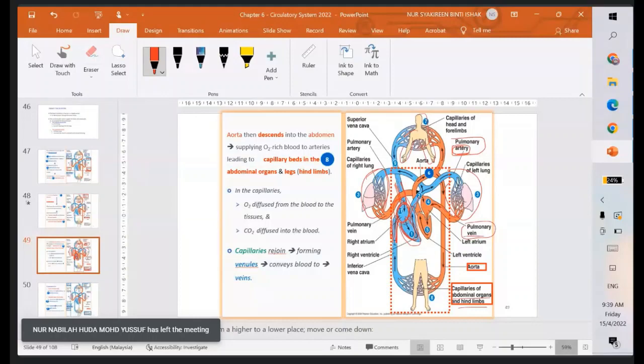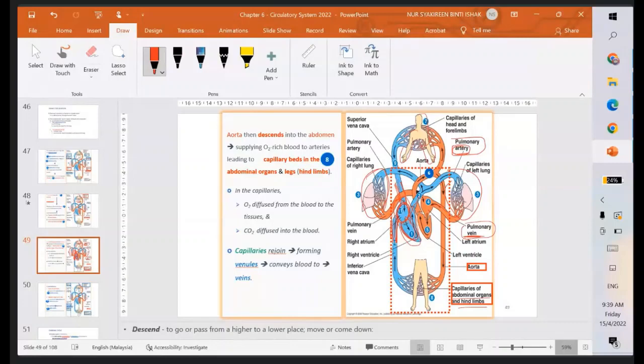Walaupun nama dia vein, tapi it carries oxygen rich blood. Okay, oxygen rich blood sebab apa? Vein kat sini, it is referring to the blood vessels that carry blood towards the heart. Okay, towards the heart, from the lung to the heart, carrying oxygen rich blood. Faham ya? So this, it then enters into the left atrium. The left side of the heart, it carries oxygen rich blood. Okay, left atrium and then left ventricle.